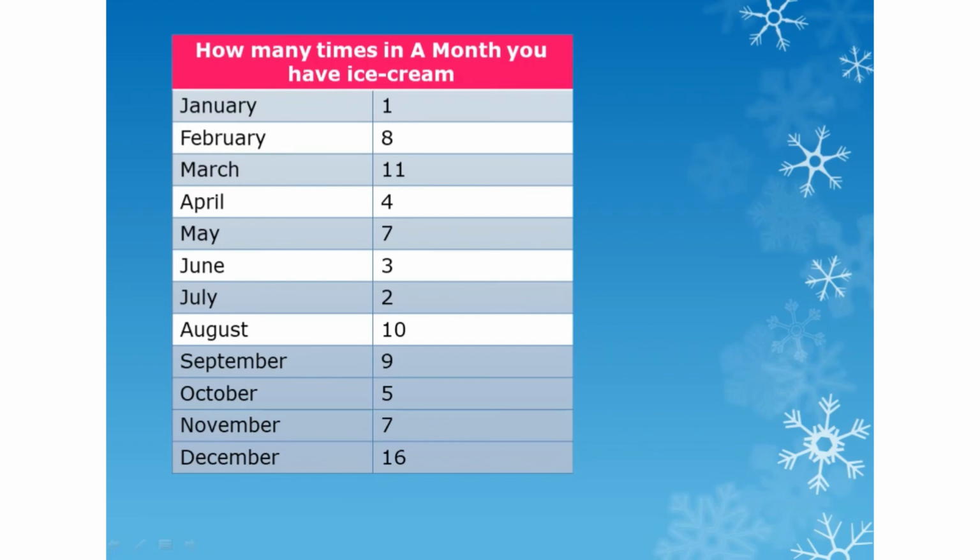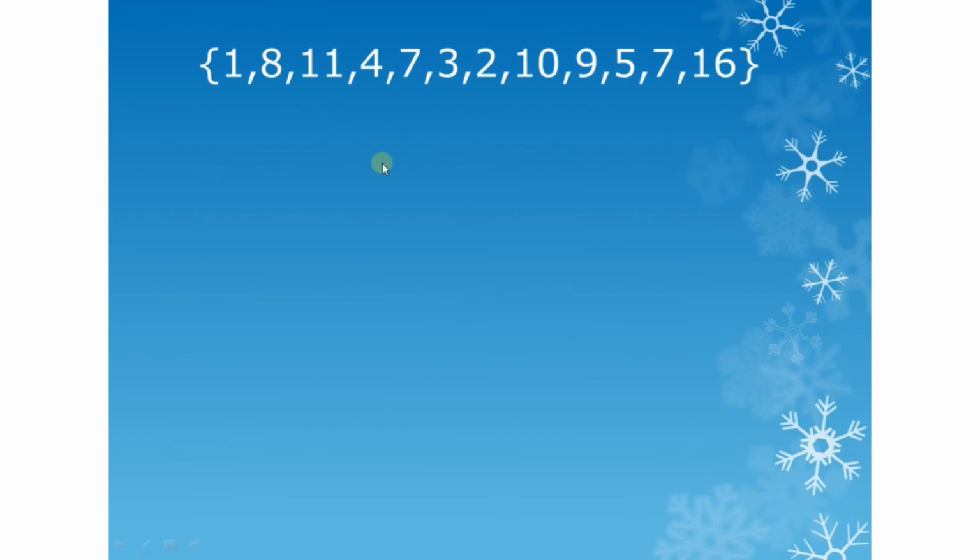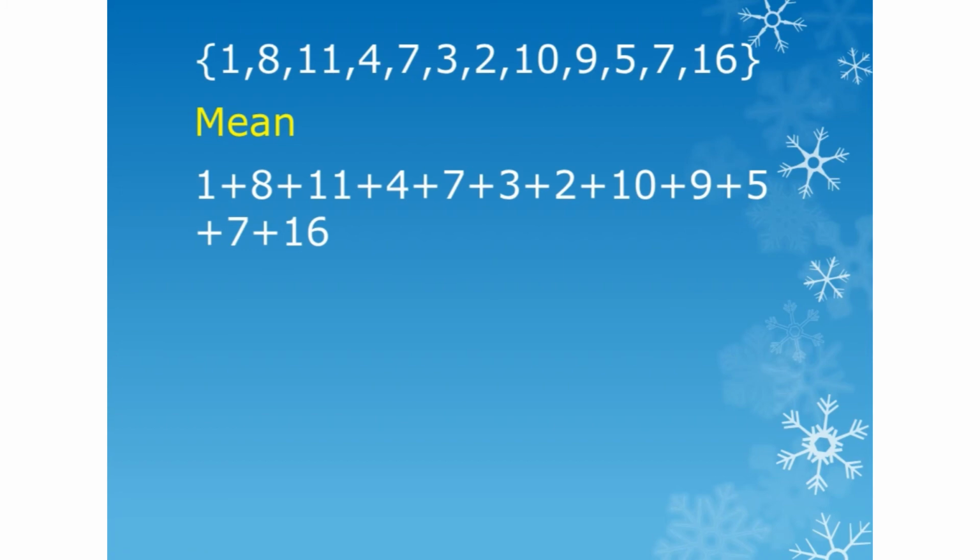So we're going to write these numbers into a data set. Now we have the numbers from the table into a data set. So the first thing we're going to do is find the mean of this data set. To find the mean, we need to add all of these numbers from the data set. When we add the numbers, we get a total of 83. And there are 12 numbers in the data set. Therefore, 83 divided by 12 gives us a mean of 6.9.